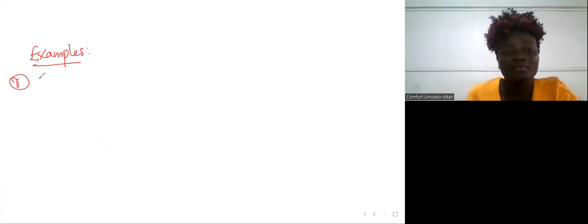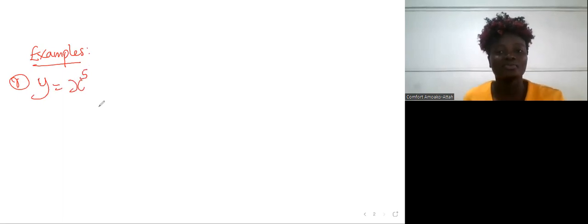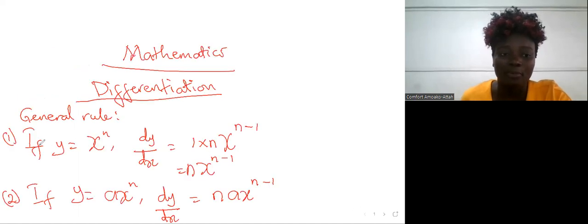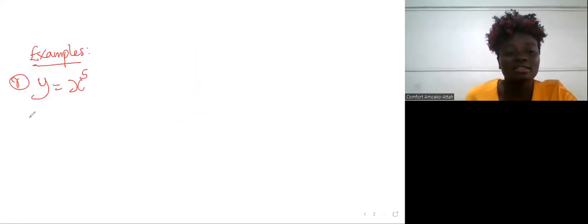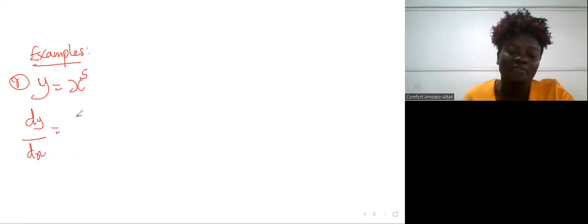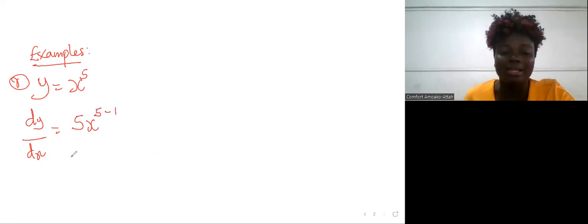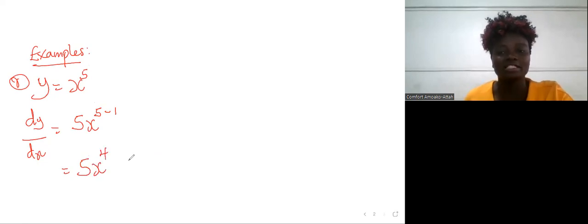Examples. I have y equals x exponent 5. Looking at this function, it looks like the first approach, y equals x exponent n. So the derivative with respect to x of this is going to be 5x exponent 5 minus 1, which is 5x exponent 4.